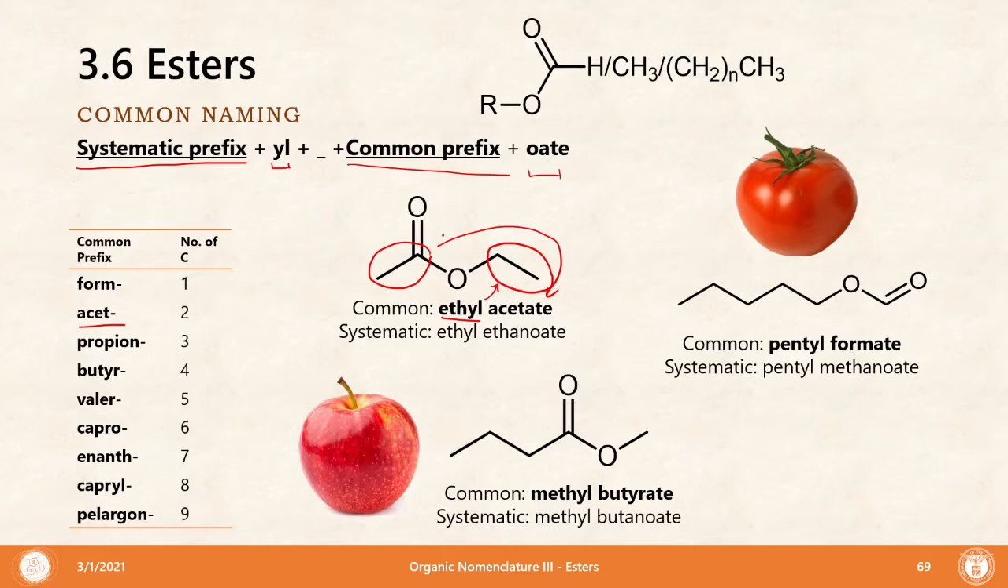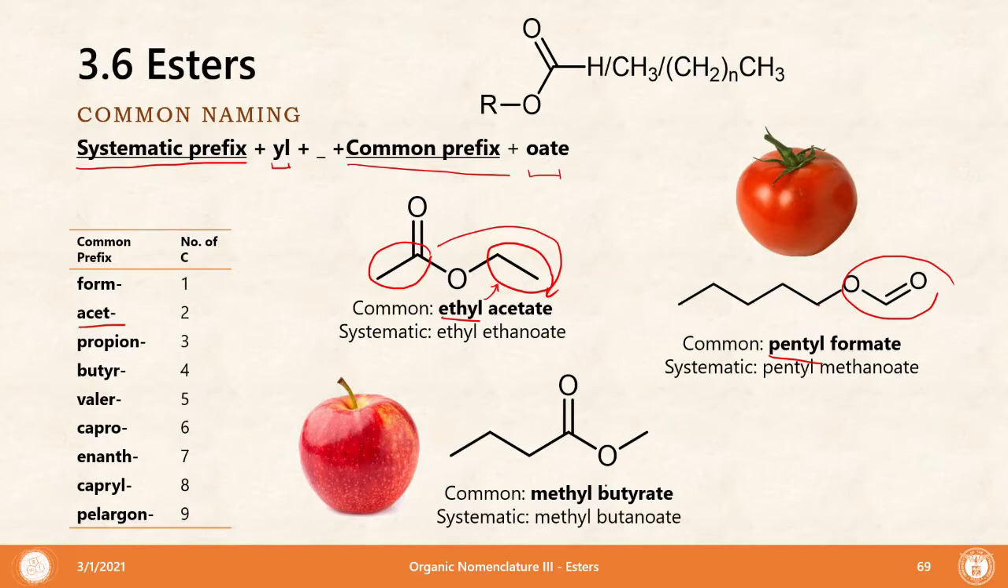Here we have pentyl formate. So we have a 1, 2, 3, 4, 5 pentyl alkyl group, and then formate as our one-carbon parent. Pentyl formate, a bit of trivia, is one of the main components of the tomato taste and smell.